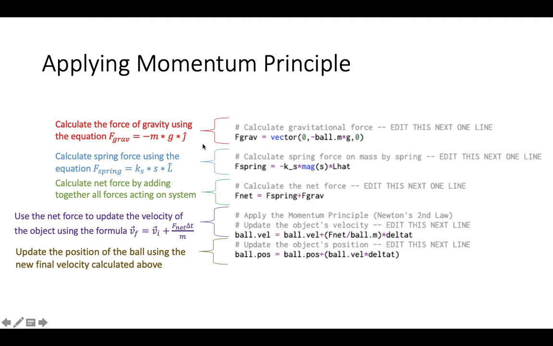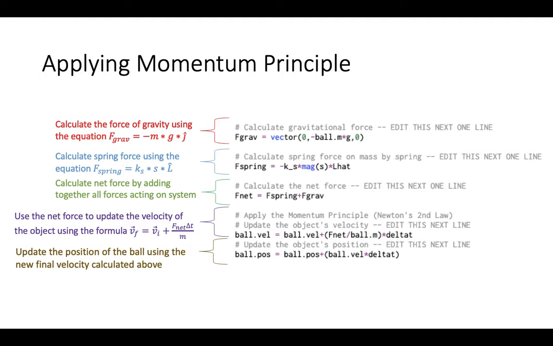Here we calculated the force of gravity using the equation F_grav equals negative mass times gravity constant times j hat. Then we calculate the spring force using the equation F spring equals spring constant times distance s times L hat. We then add together these forces to calculate F net. We use F net to calculate final velocity by using the equation final velocity equals initial velocity plus F net over mass times delta t. Finally, we update the position using the final velocity found using the equation final position equals initial position plus final velocity times delta t. We use final velocity because the force is non-constant.